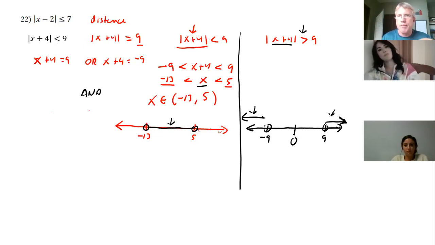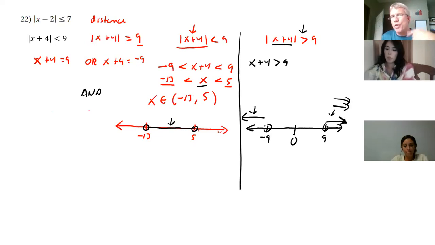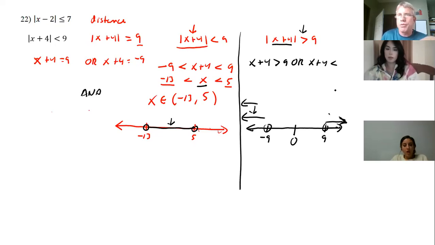So what you get out of this is either X plus 4 has to be bigger than the 9. X plus 4 needs to be out here to be further than 9 away from 0. Or what's the other possibility? Well, the other possibility is that the X plus 4 is this direction, which would make it below what? Below negative 9.